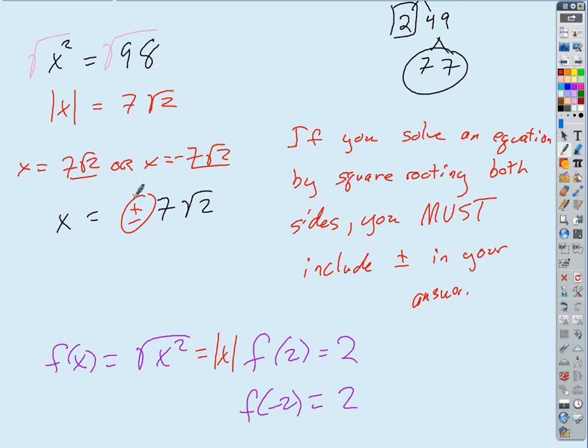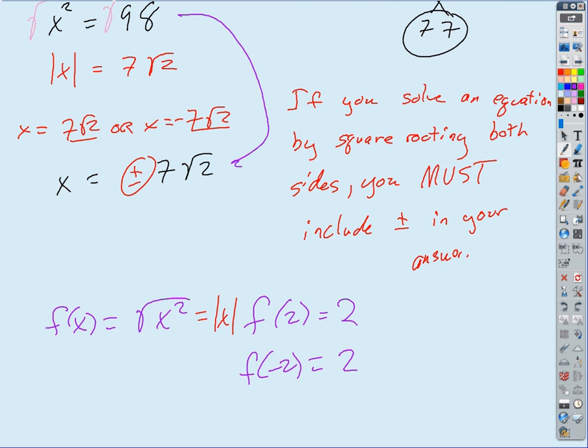Do you have to show that work every time? No, don't. Just skip from here down to here. But you remember, if I square root both sides, I have to include a plus or minus. Just remember that step. On Moodle, you have to enter them separately. But we got our answers.